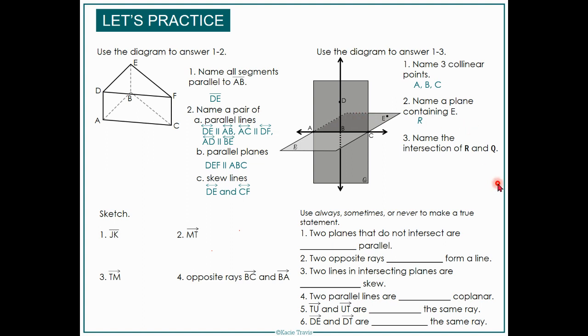All right. Next one we got here, it says name the intersection of R and Q. R and Q are these two planes respectively. And if you remember from our reading, a plane intersects with another plane at a line. So, what's the name of this line here? You can call this line AC. You can also call it AB, or you can call it BC, but AC covers all the bases. So, that's what we got right there.